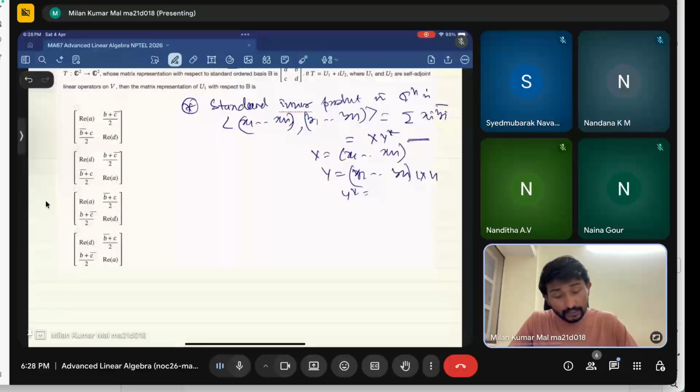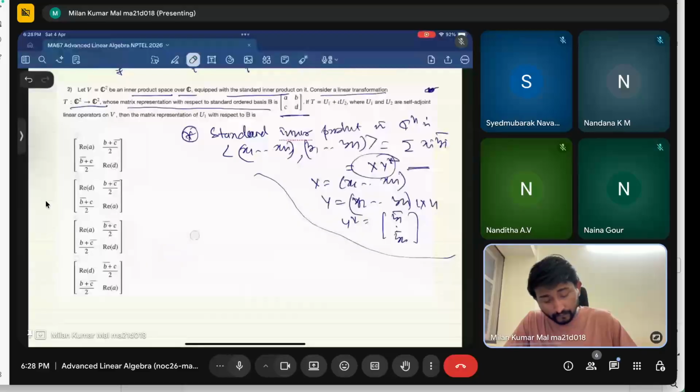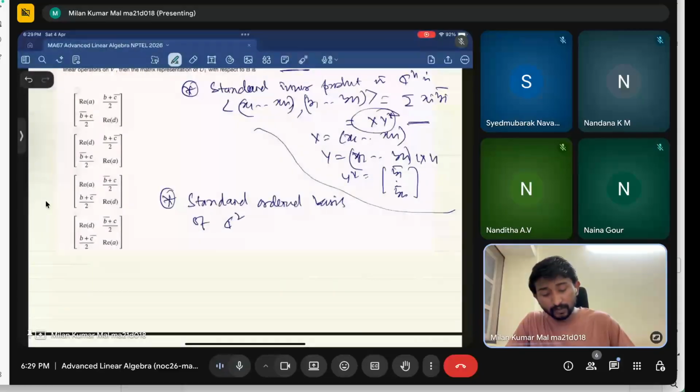Okay, so now the question is: consider the linear transformation T from C2 to C2 whose matrix representation with respect to the standard ordered basis is [[A, B], [C, D]]. The standard ordered basis is itself an orthonormal basis of C2: (1, 0), (0, 1), in this ordering. Let the matrix representation of T with respect to B be [[A, B], [C, D]].